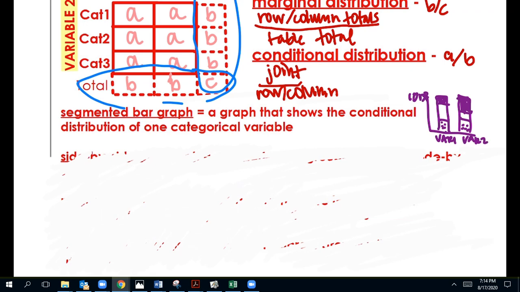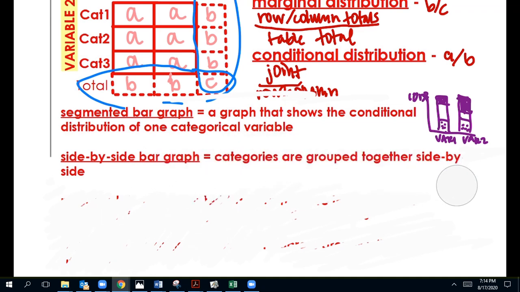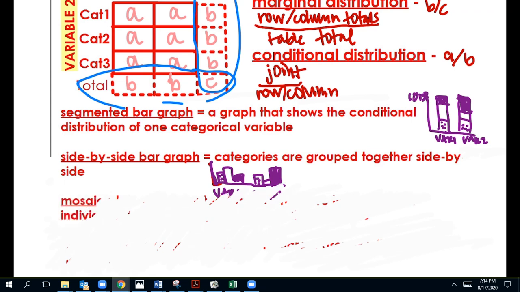All right, next we have a side-by-side bar graph. That would be if I just took that stacked bar graph I just made and made it side by side instead. Use that purple again. So I still have my two variables, but this time I'm going to have the dots followed by the white, followed by the shaded in, and then I'll have my dots followed by the white, followed by the shaded in. So you just take the bars and unstack them, basically. Both are fine. We're not picky about which one you draw yourself, but we just need to be able to read both.